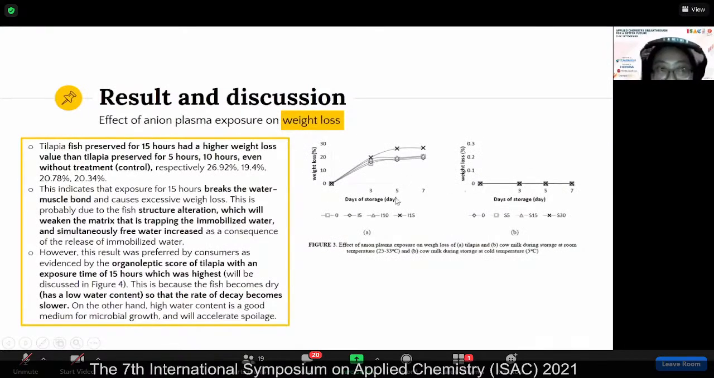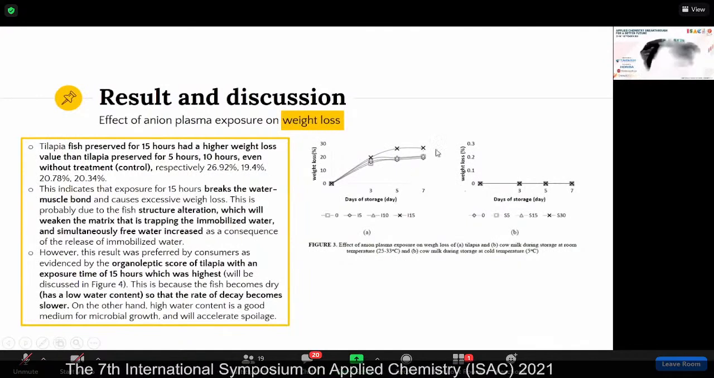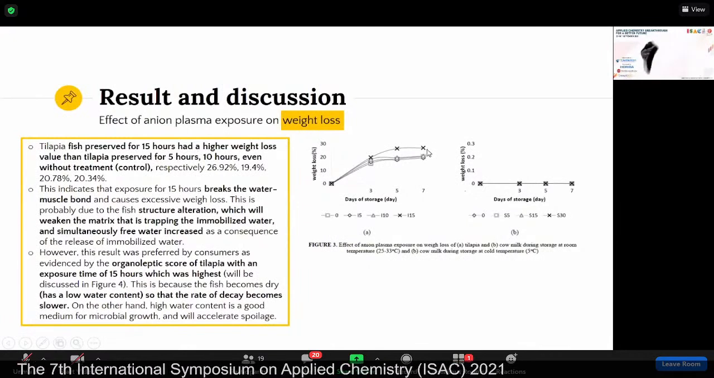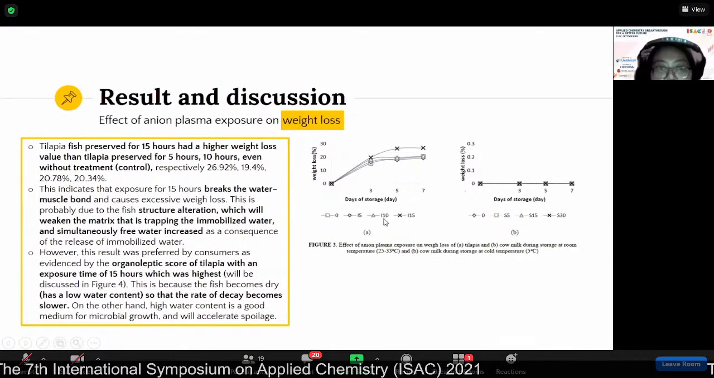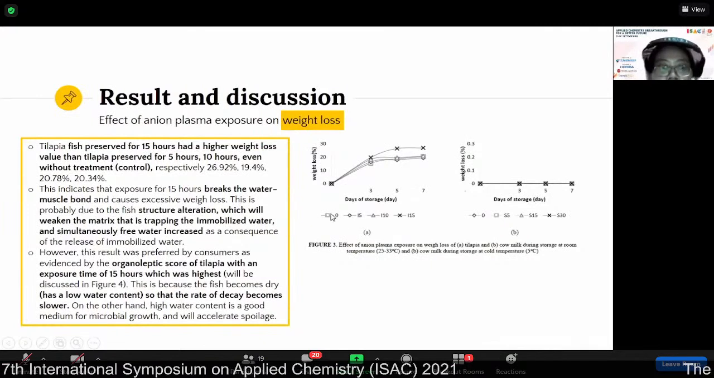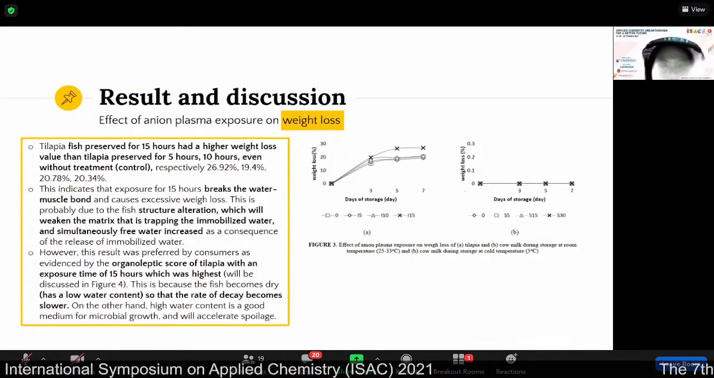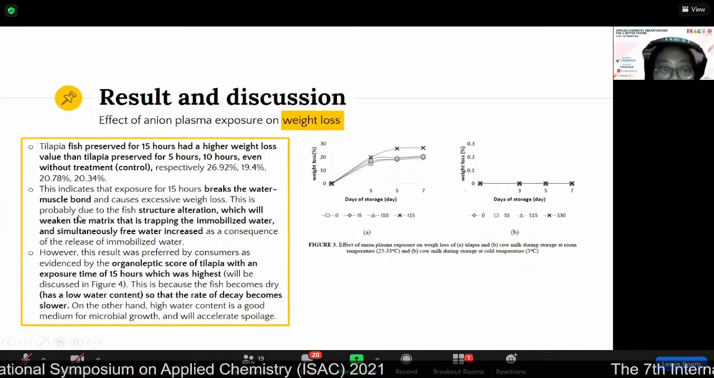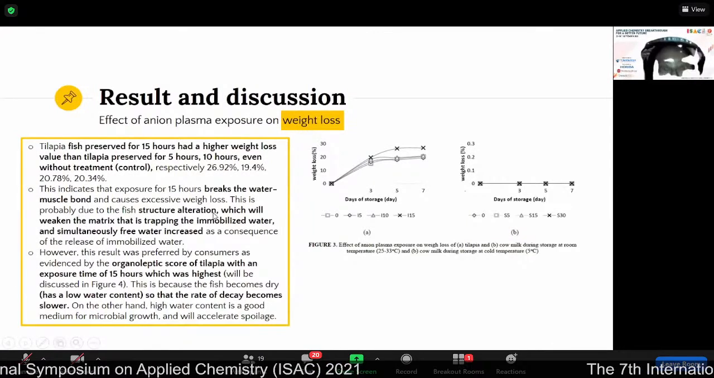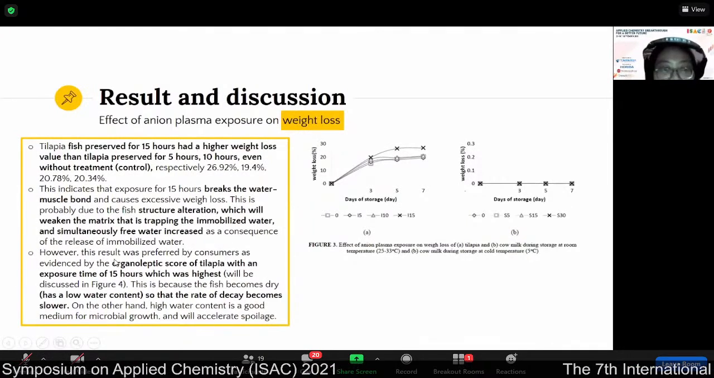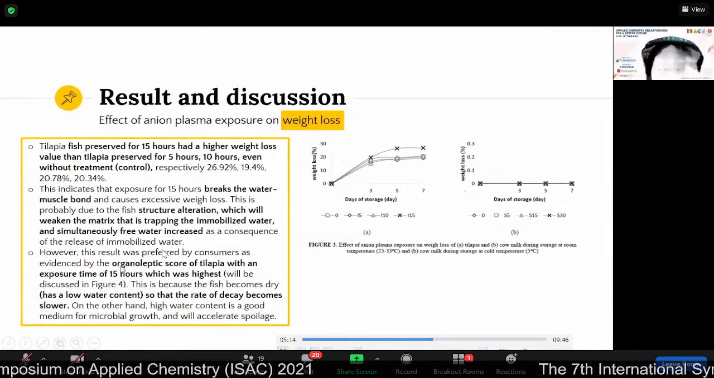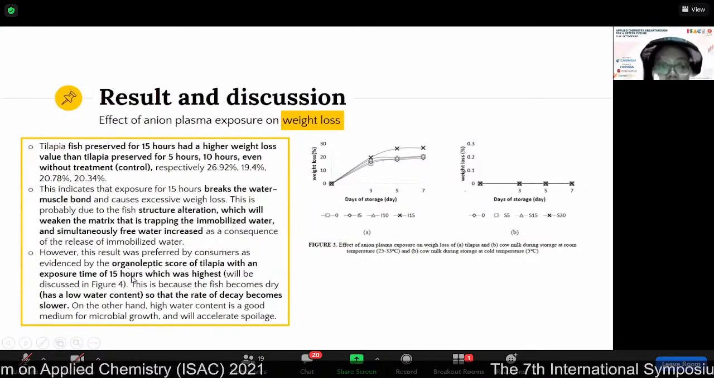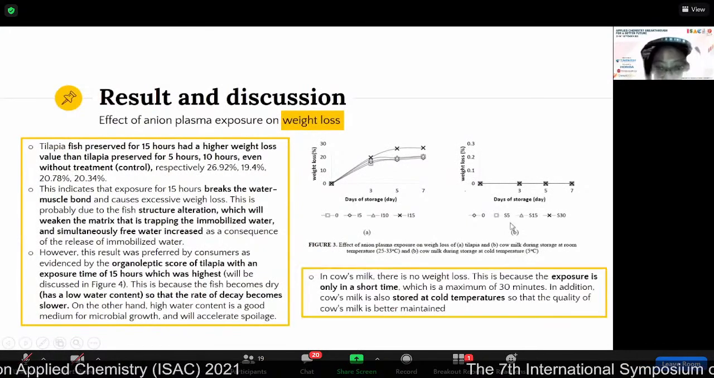Based on the picture, you can see that tilapia fish preserved for 15 hours had a higher weight loss value than tilapia preserved for 5 hours, 10 hours, or even control. This indicates that exposure for 15 hours breaks the water-muscle bond. This is probably due to fish structure alteration. However, this result was preferred by consumers as evidenced by the organoleptic score of tilapia with an exposure time of 15 hours, which was highest.